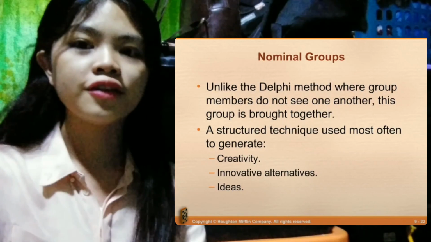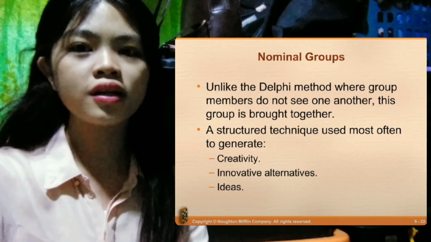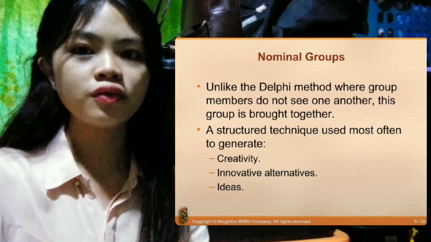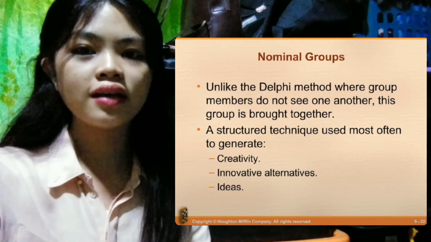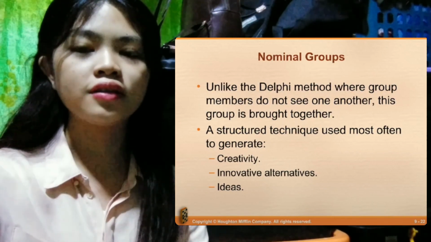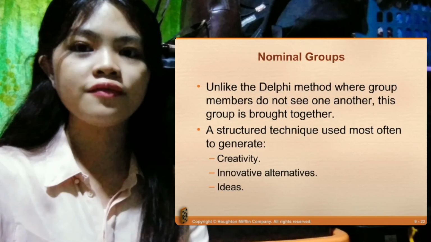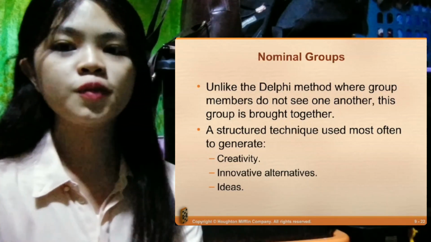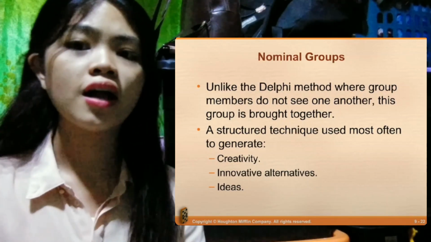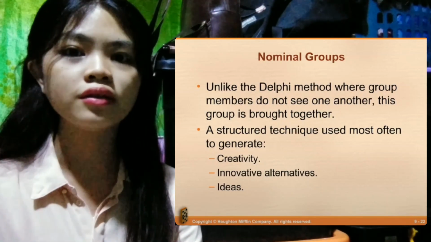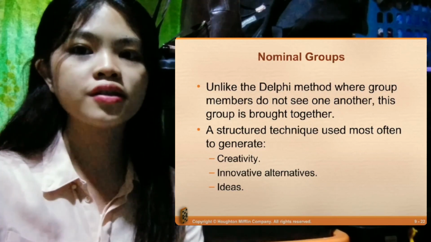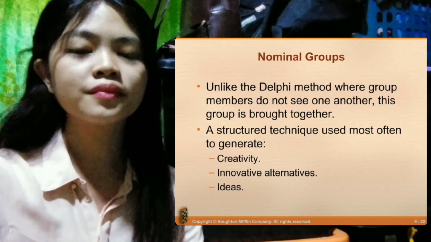And the last one is the nominal group. Unlike the Delphi method, where group members do not see one another, this group is brought together. It is a structured technique used most often to generate creativity, innovative alternatives, and ideas. Nominal groups follow a process of first allowing members to silently and on their own generate a list of ideas and thoughts on how to answer the proposed problem.